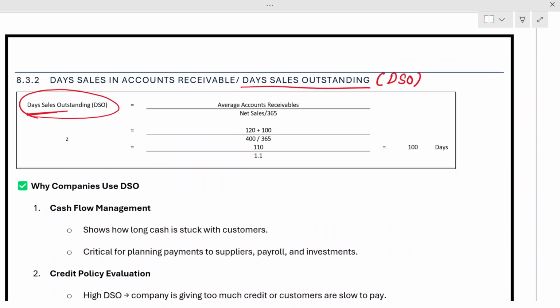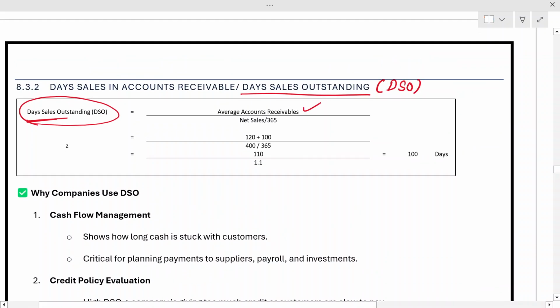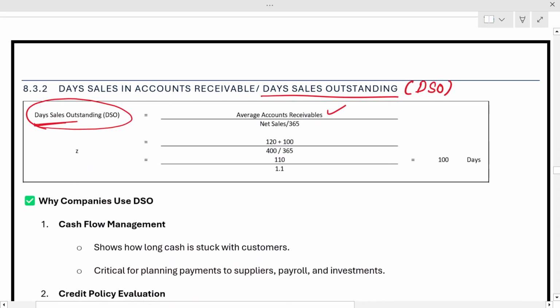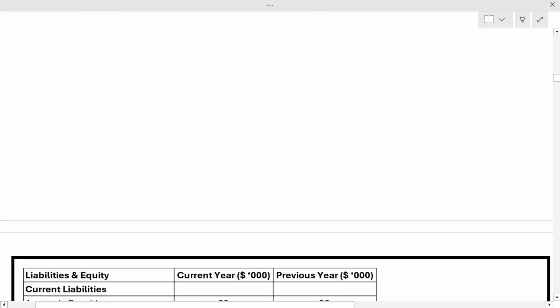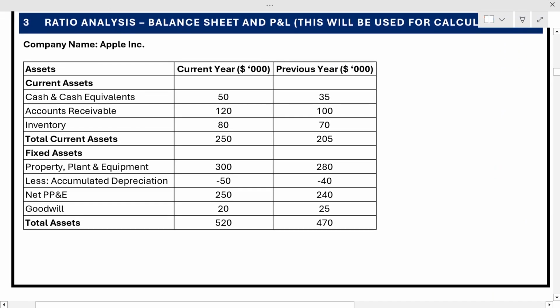So if I go through the formula, it's average accounts receivable. On an average, what is your accounts receivable, and you divide that by net sales divided by 365. So here, if I need to calculate, I need to correct the formula. If we go above and see our average debtors, we go to our balance sheet, and our closing debtors for the current year is 120, opening debtors, or previous year debtors, is 100. So this gives us the average debtors of 110.